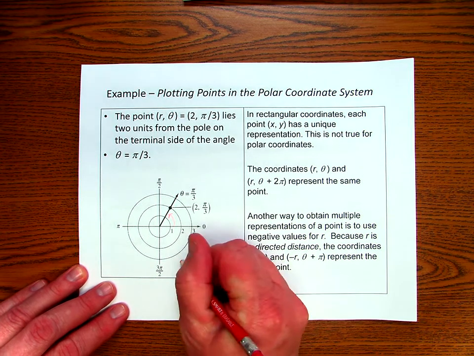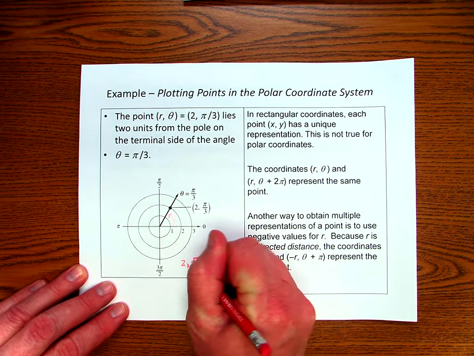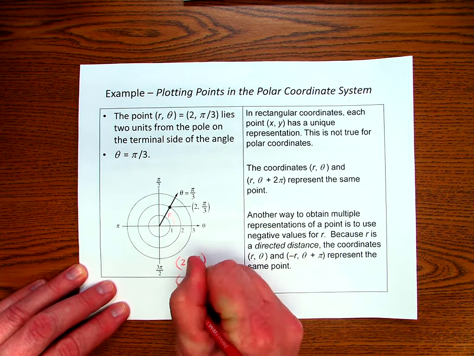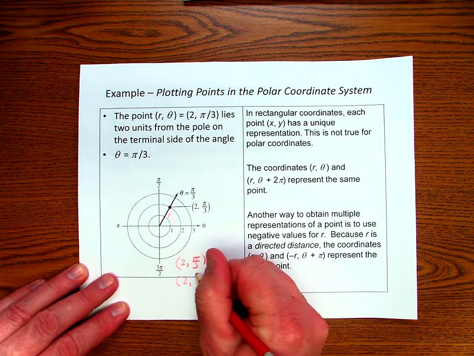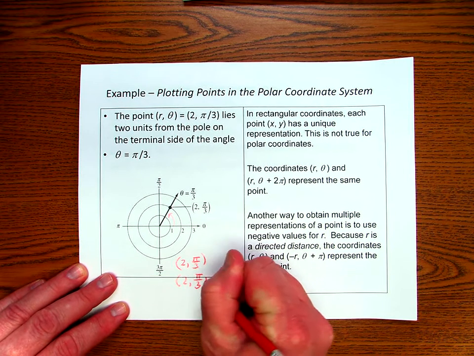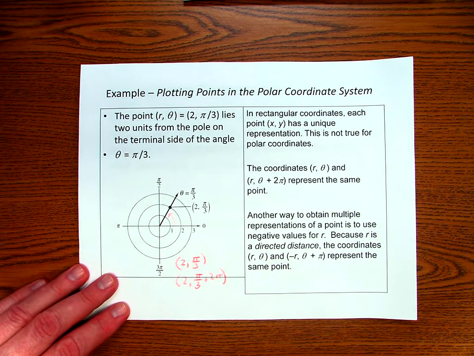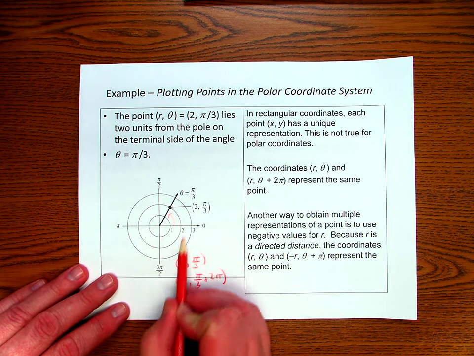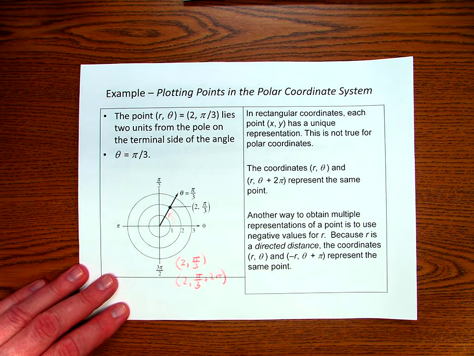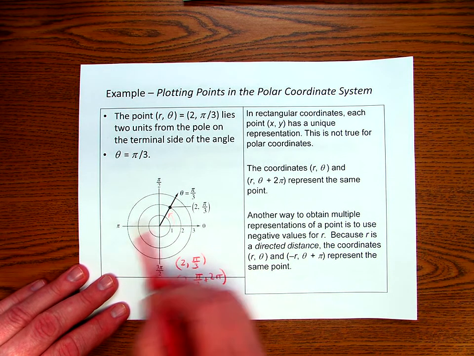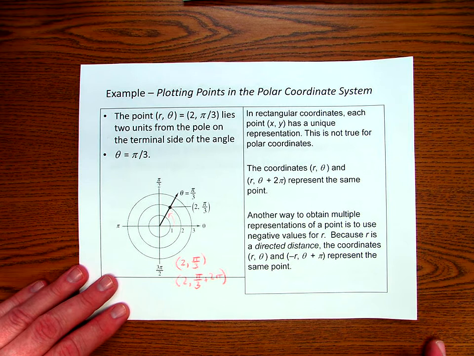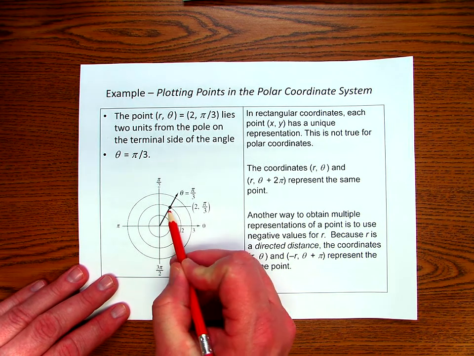So 2 pi over 3 and 2 pi over 3 plus 2 pi locate that same point right there. Okay, you could also subtract 2 pi to go around that way. You could add multiples of 2 pi, you can subtract multiples of 2 pi. So there are an infinite number of ways in polar coordinates you can name that point right there.